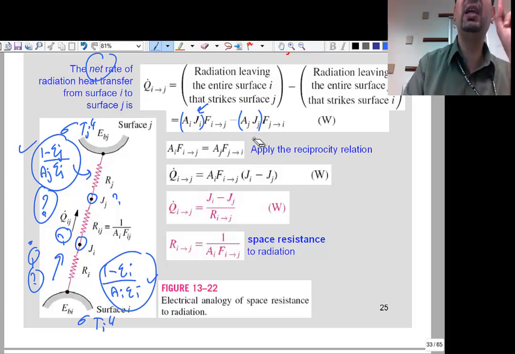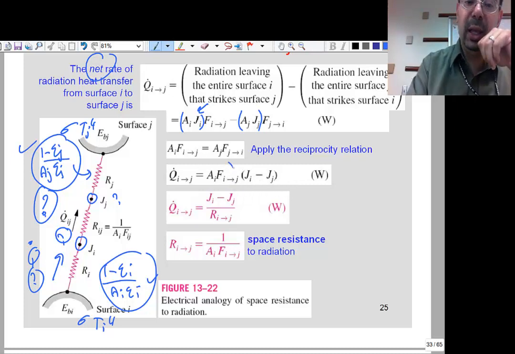So what leaves body or surface J is basically its radiosity, Jj. Okay? This is everything leaving J, and this is a fraction going to I. And the reciprocal rule is that Ai Fij is the same as Aj Fji. So let's pull them out. Let's pull Ai Fij. So what you end up with is Ji minus Jj.